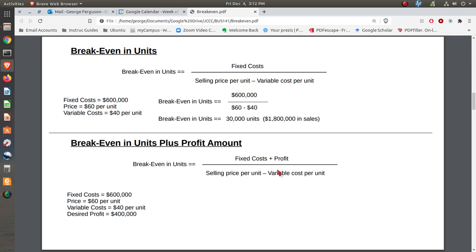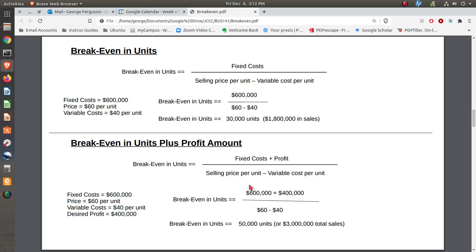Now, let's say that there's a certain amount of profit that you want to make. How do you figure that? In this case, we have our fixed cost of $600,000, price of selling it $60 per unit, price to make it $40, and let's say that we want $400,000 in profit. What we do is we take our fixed costs and add the profit to it. That's the total amount of dollars that you want to have coming in as far as your fixed cost and then the profit. Then divide that by the contribution margin, your selling price per unit minus your variable cost.